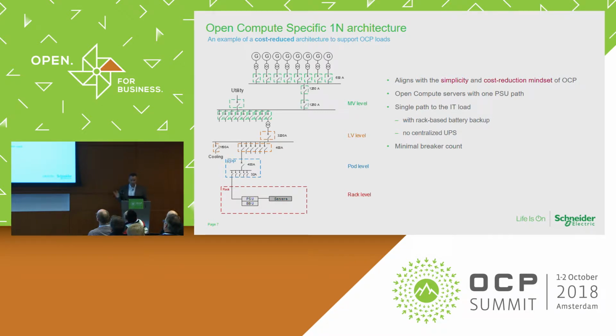And so it could look something like this. So it aligns with the simplicity and cost reduction mindset that Open Compute has. This is showing just one power path right to the servers. Get rid of the UPS, get rid of the cross ties, minimal breaker count, and all of them are optimized for their size and cost. So if you look all the way from the medium voltage LV pod level to the rack level.